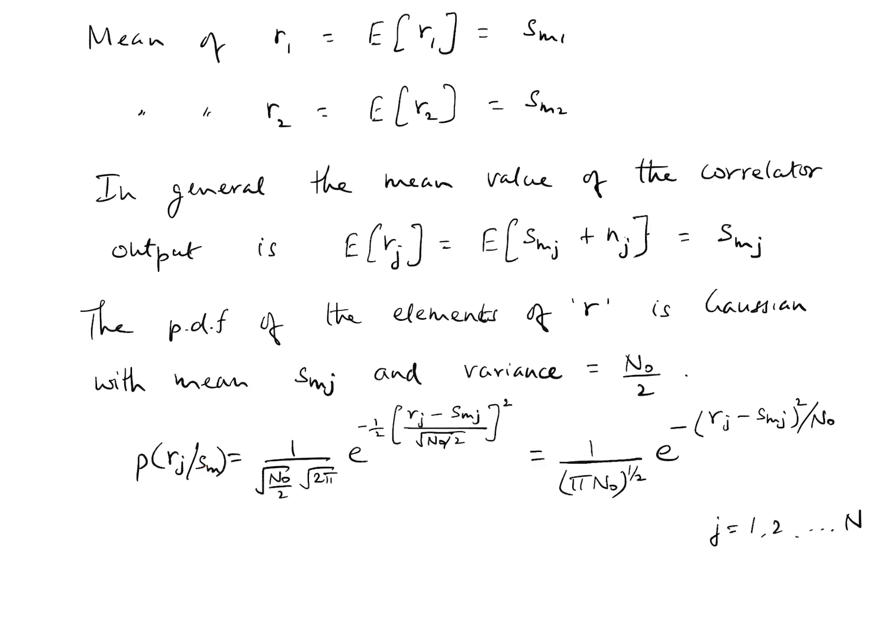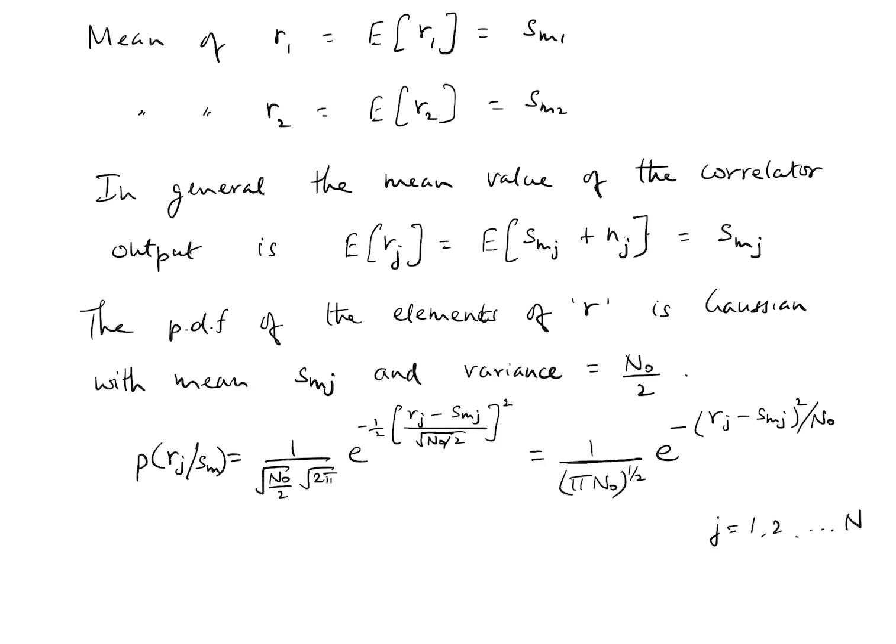Again, we use the general equation of the Gaussian PDF, which is 1 by sigma root 2 pi e power minus half x minus mu by sigma the whole square, right? So the mean here is sm1, sm2. In general, it is smj, depending on which of the correlator outputs we are interested in. The variance is the same as the noise, which is N naught by 2. Therefore, the standard deviation is square root of N naught by 2. We just substitute these values, and when we simplify, we get this equation here, which is the PDF of each element of the received signal vector r.